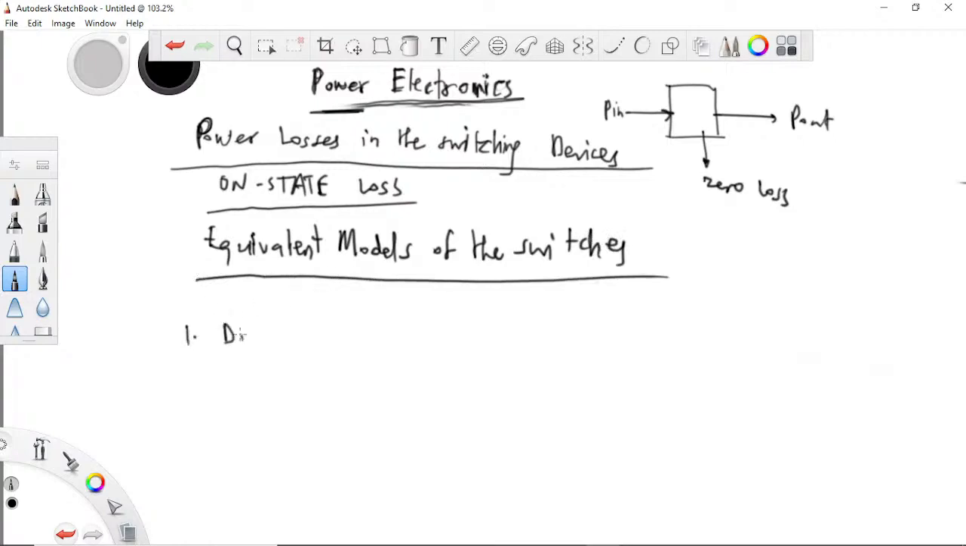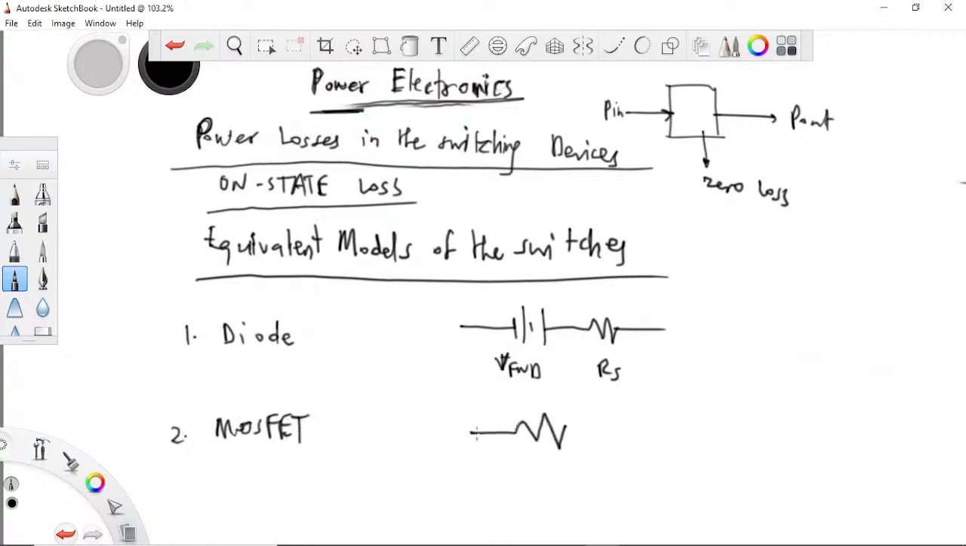So how do I model a diode? You know that a diode is modeled as a certain voltage source in series with a certain resistance. Let me call this one V forward, the forward voltage. This is a series resistance. It's important to know this model. Take note of it. We'll see it used very soon. Secondly, a MOSFET is modeled as a resistance. It's just notation, R on. A MOSFET is modeled as a resistor.